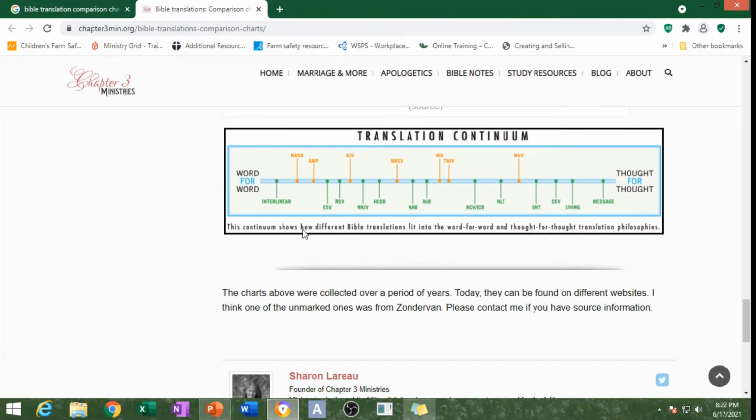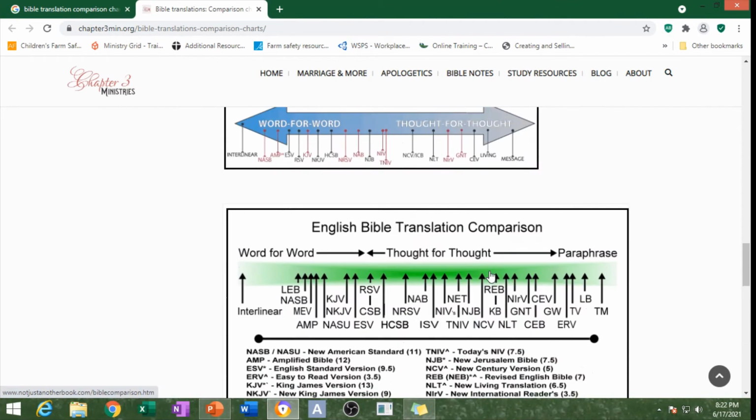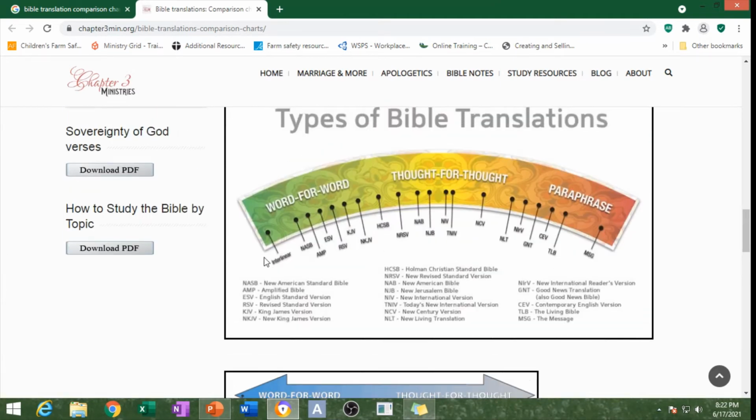And here's another one. This one goes word for word to thought for thought. Actually, some of these are more paraphrased over here. This one's not as easy to recognize that line. I like where they have the three: word for word, thought for thought, paraphrase, so that you can see it. And again, it's a spectrum.